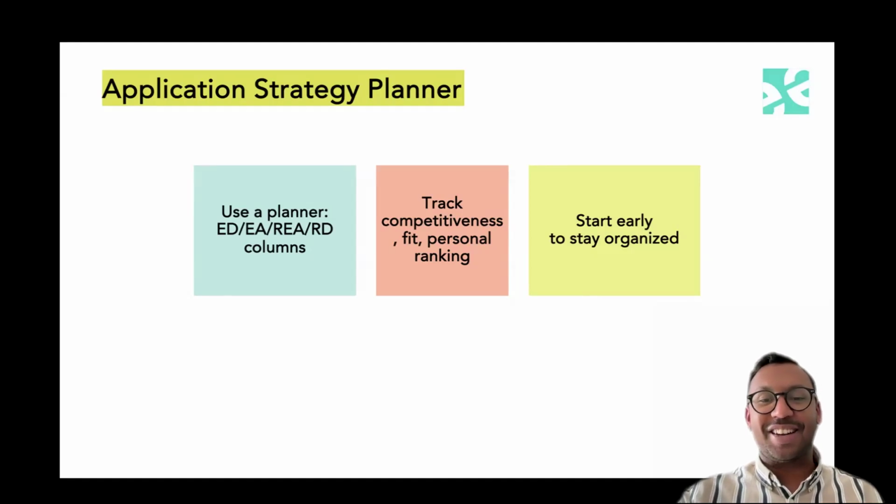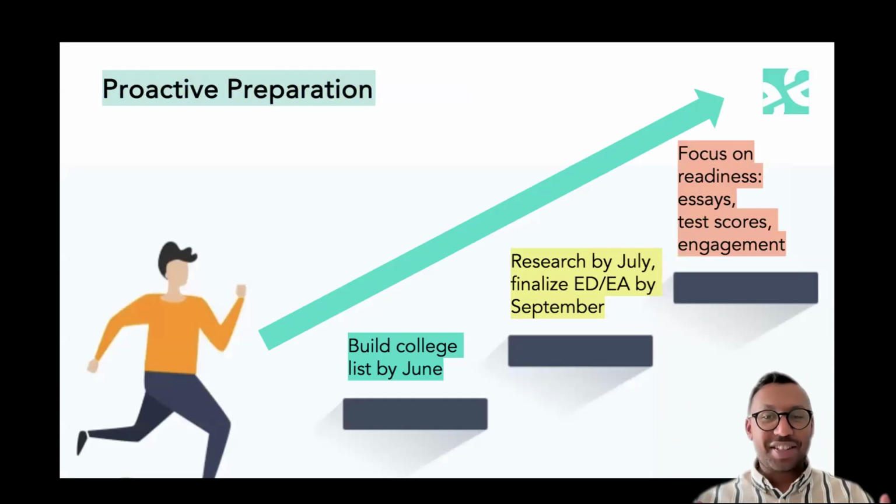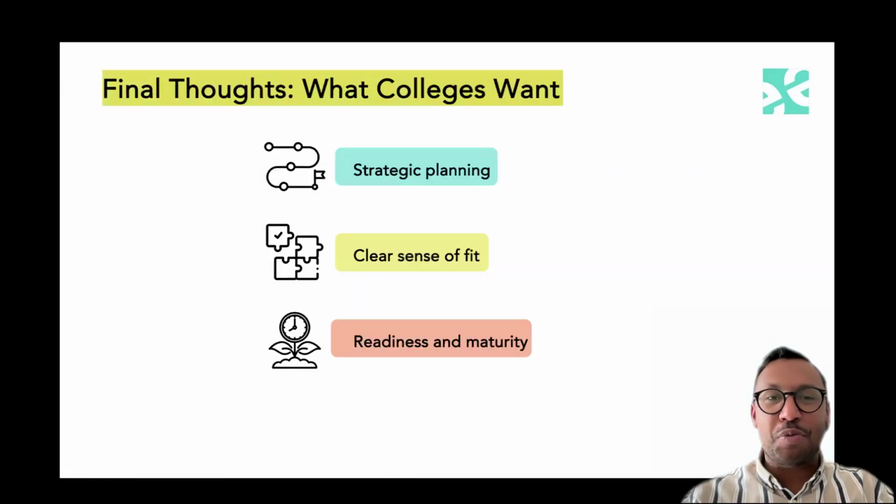And then finally, start early to stay organized. Build the college list by June, research by July, finalize all of the ED and early action by September, and then focus on readiness, which includes essays, test scores, and engagement with schools. And I think that by combining these three elements, it's really going to set students up for success. And we are seeing that university admissions is getting more and more competitive each year. And these particular timelines are starting earlier in grade 11 sometimes. And so keep those communication channels open, because it is going to come in handy as you move along.